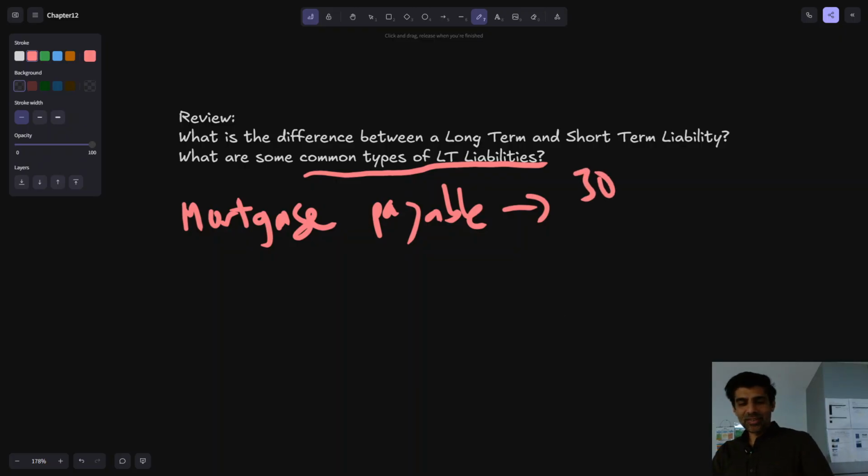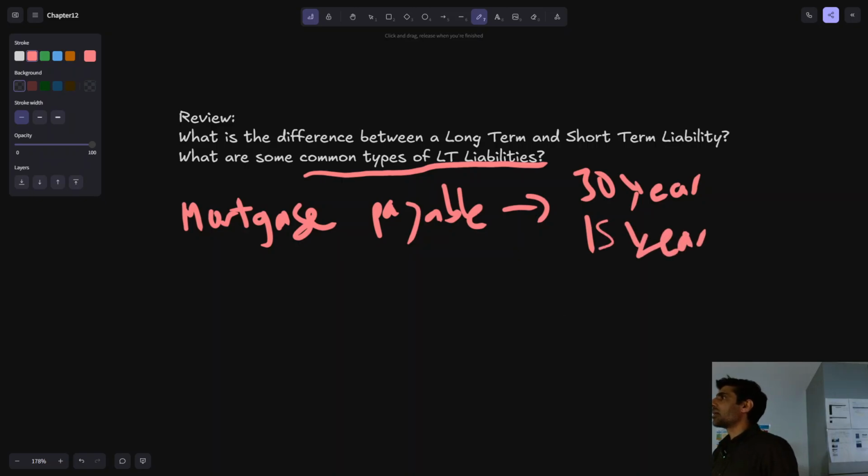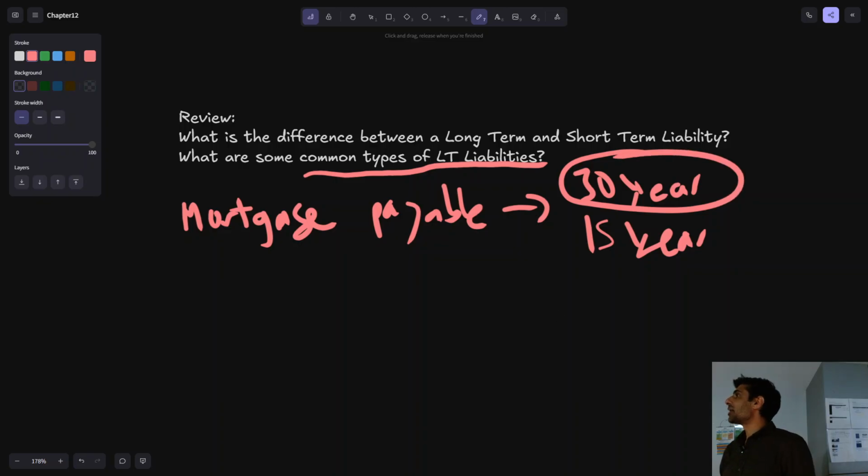30 years. This is the most common. What's the second most common? 15. Yeah. These are probably the two most common mortgage products. So most people get a 30-year mortgage. Why would they do that? What's the advantage of a 30-year mortgage? You're paying more interest, right? Because you have 15 extra years that the loan is outstanding. But what is the benefit?